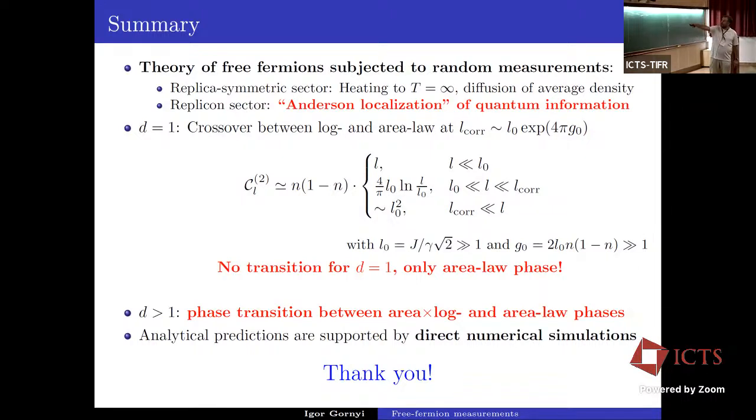Measurement-induced entanglement transition is about Anderson localization of quantum information. In 1D, there is a crossover between logarithmic and area law phases, similar to the localization crossover in two-dimensional disordered systems. There is no transition for one-dimensional systems; only the area law phase is possible. And in D larger than 1, there is a phase transition between area times log and area law phases, reminiscent of the Anderson transition in disordered systems.